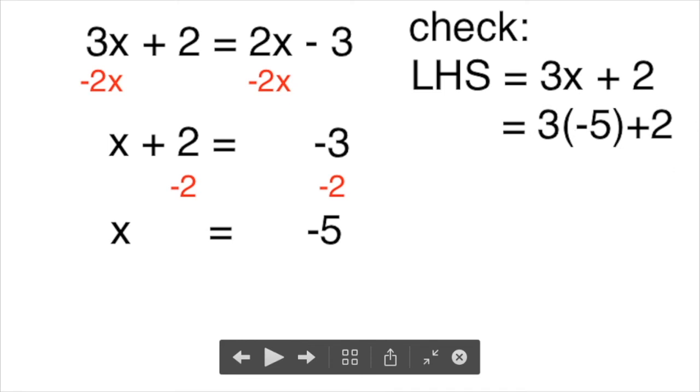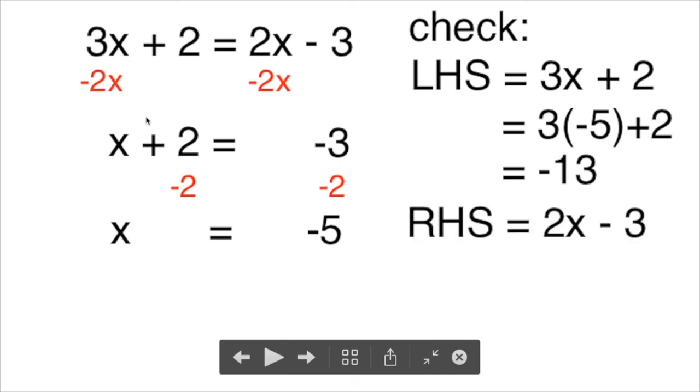3 times negative 5 plus 2. What does that equal? Well, that comes up to negative 13. All right, so this side would be negative 13. Is this side also negative 13? Let's check. If that's the left-hand side, then this one is, of course, the right-hand side, RHS. RHS is 2x minus 3. Substitute x with negative 5, and then 2x minus 3. Will this be negative 13?